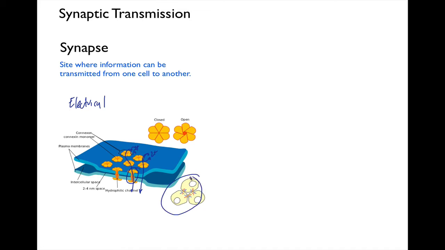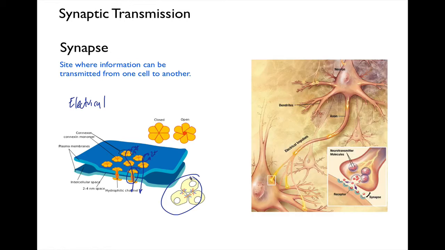Some cell types signal this way, such as cardiac and smooth muscle cells. But for the purpose of the MCAT, just know that electrical synapses are one of the types of synapses and that they signal directly between cells. The other type of synapse is a chemical synapse. This is the major synapse that you should know for the MCAT and in general for biology because it shows up so much in the nervous system. Chemical synapses use neurotransmitters to send information between cells.